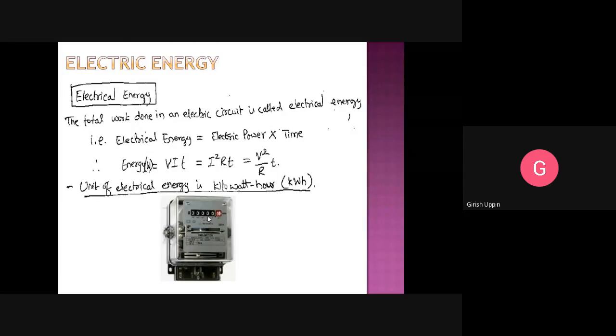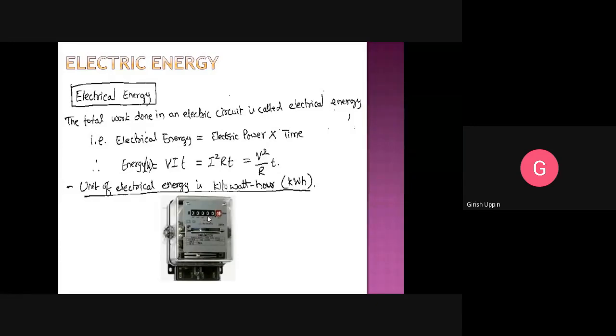In that rating, they will tell you what voltage it is designed for and what the power is. The power will be represented in terms of watt or kilowatt. Suppose you have a washing machine, maybe it is 1000 watt. It will consume 1000 watt when you start running your electrical machine.